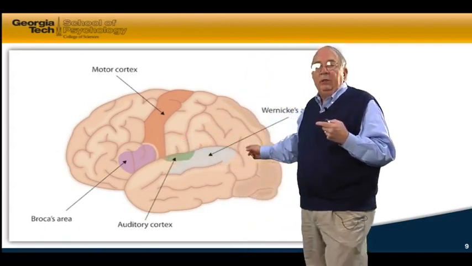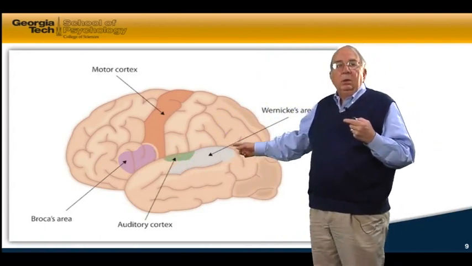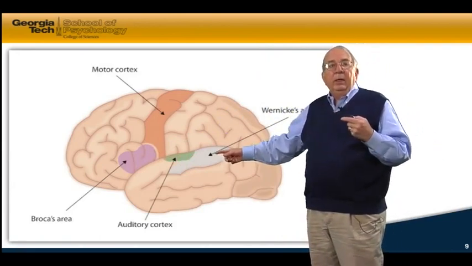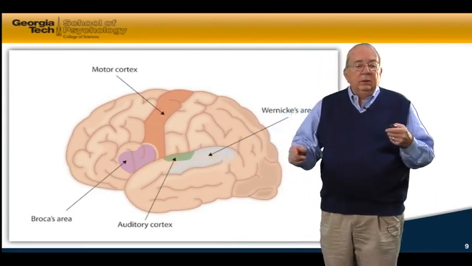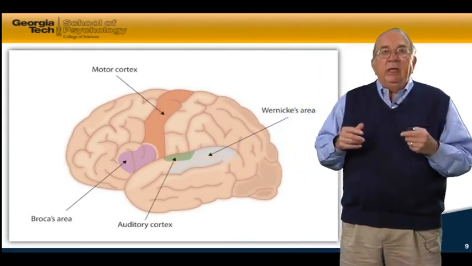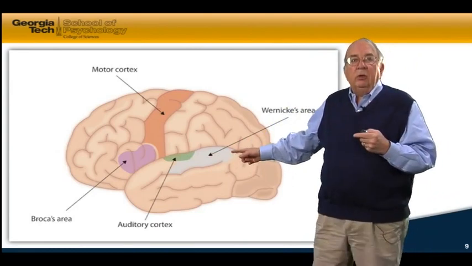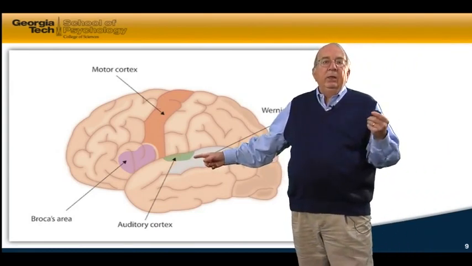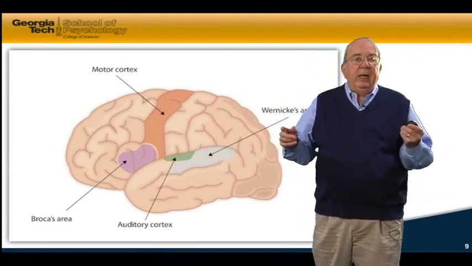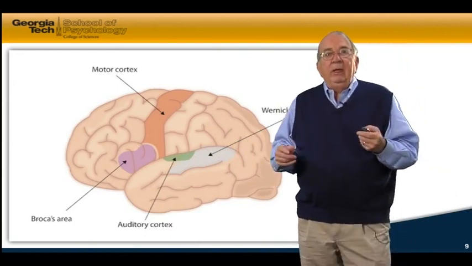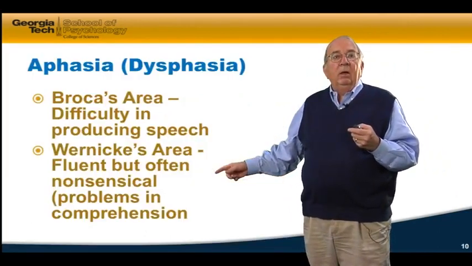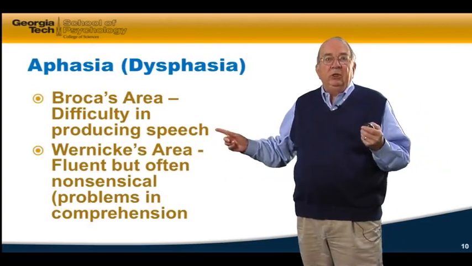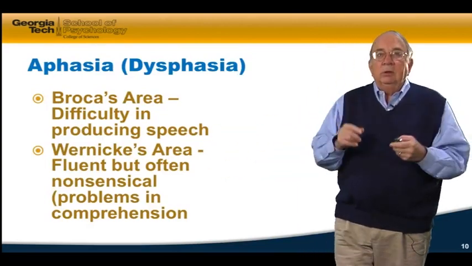And there's also Wernicke's area, which is in the temporal area of the brain, very close to the auditory cortex. And so we speak and we listen and we understand, and we have to use the auditory cortex. Now, we know these areas exist because of people that have lesions. When they have lesions in either Broca's area or Wernicke's area, it creates something called aphasia or dysphasia. These words are used synonymously.